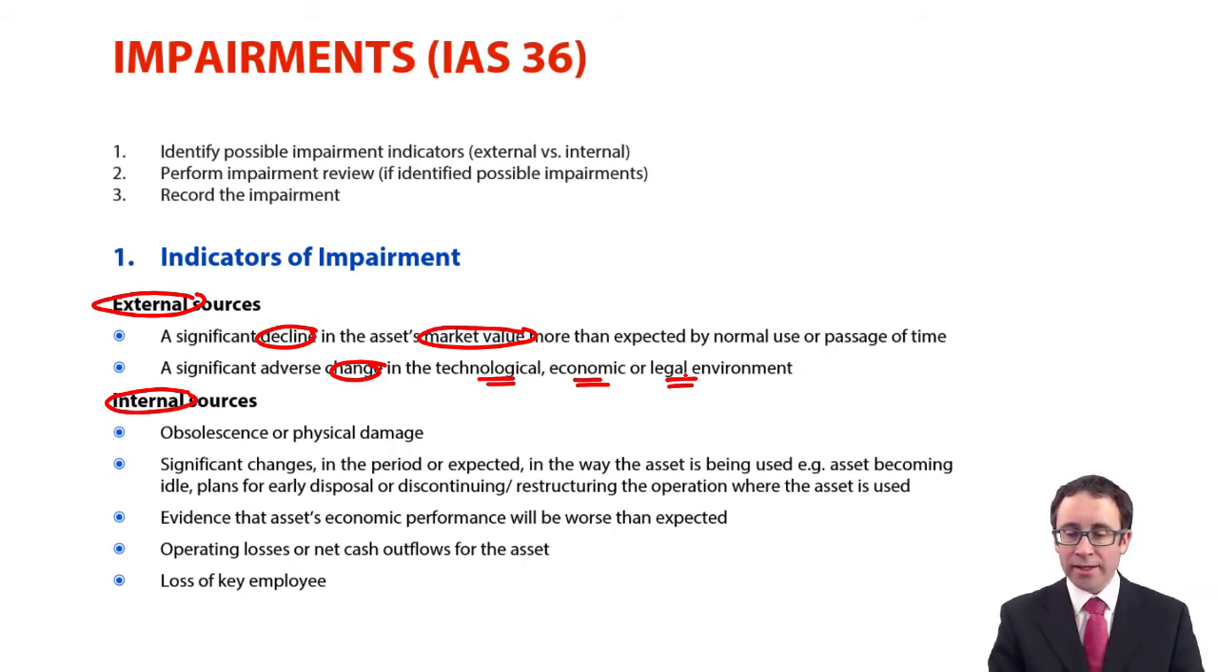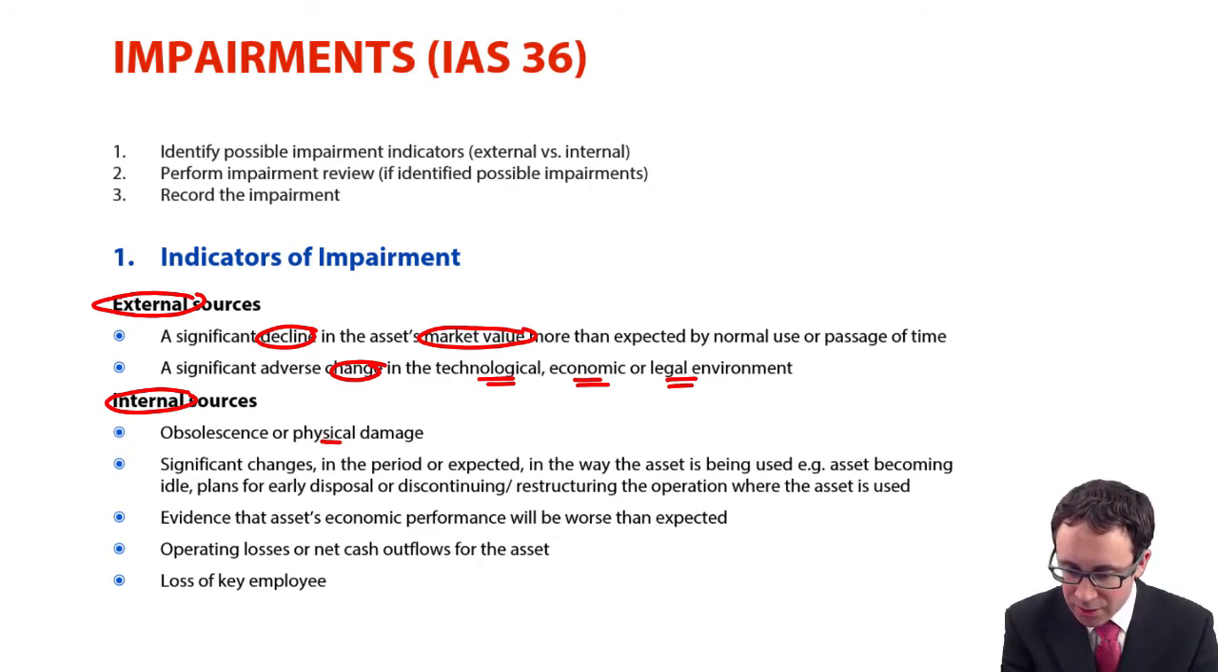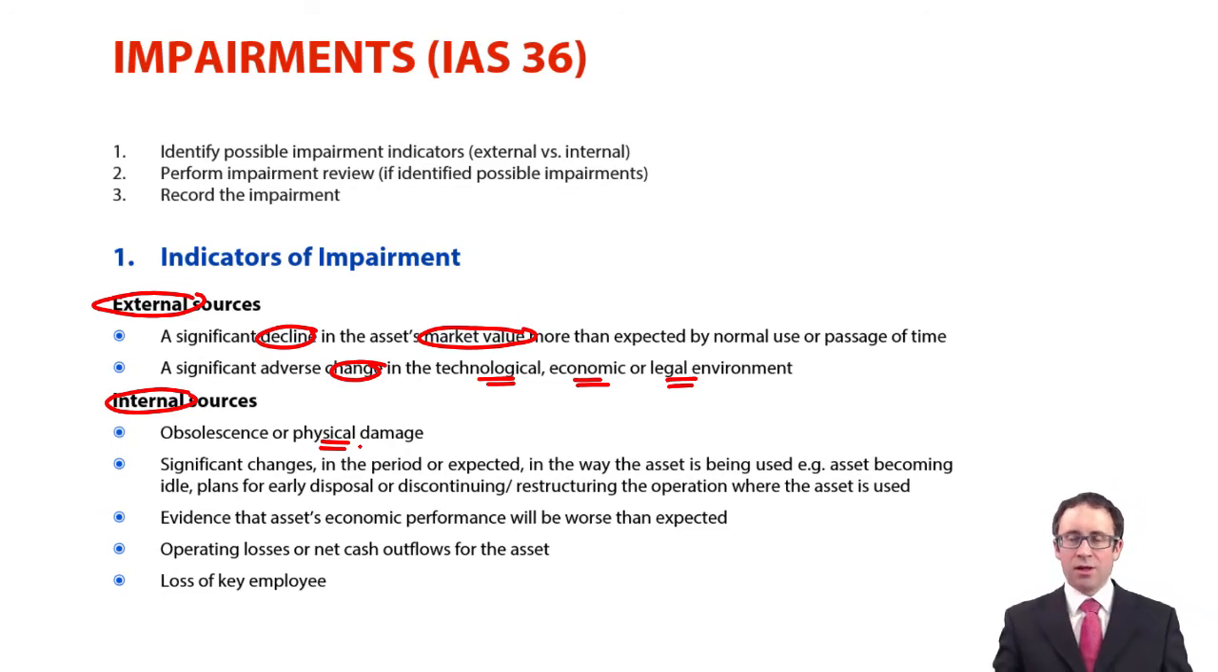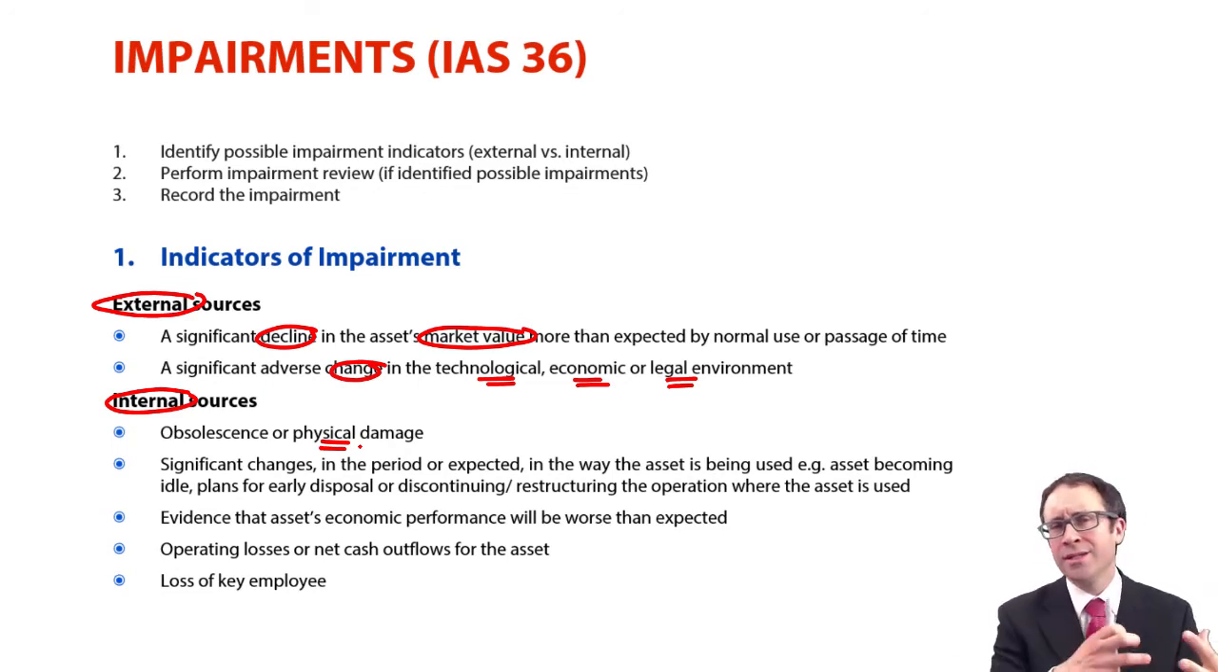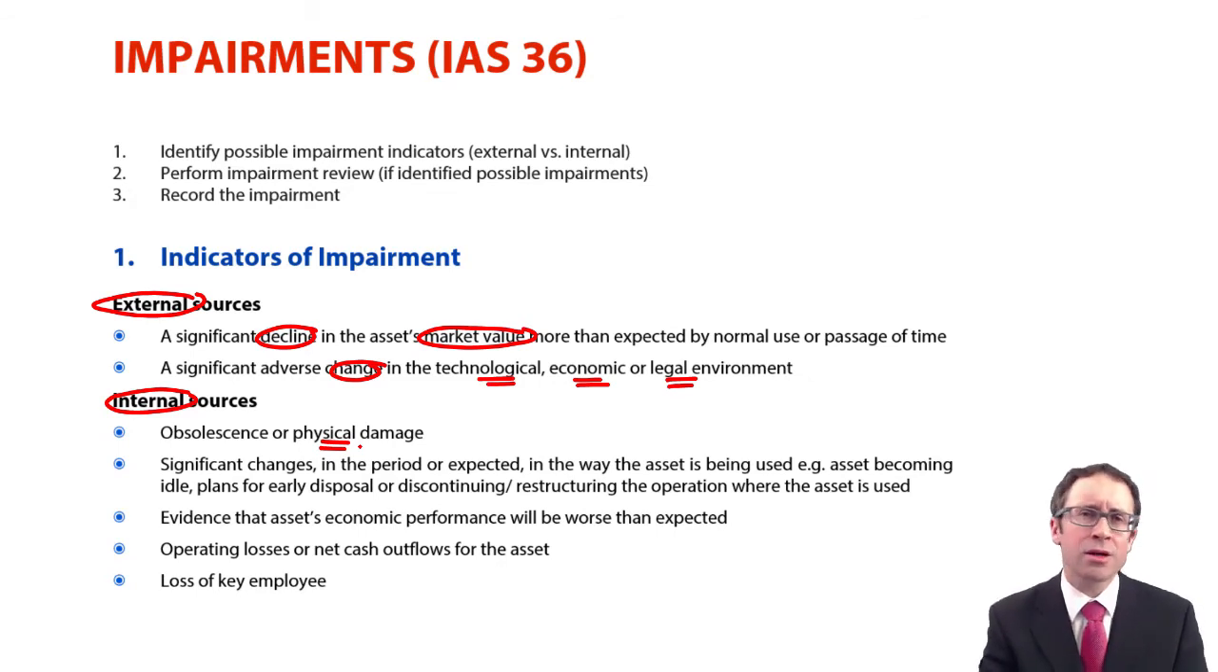In terms of the internal sources, you've got obsolescence or physical damage. So you've got an item of PPE and someone's driven a forklift truck right into your prized item of plant and equipment. It's damaged, so therefore we need to perform an impairment review.